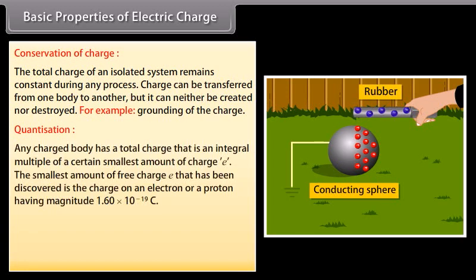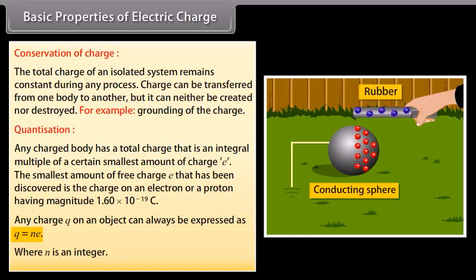Quantization. Any charged body has a total charge that is an integral multiple of a certain smallest amount of charge e. The smallest amount of free charge e that has been discovered is the charge on an electron or a proton having magnitude 1.60 × 10^-19 Coulomb. Any charge Q on an object can always be expressed as Q = ne, where n is an integer.